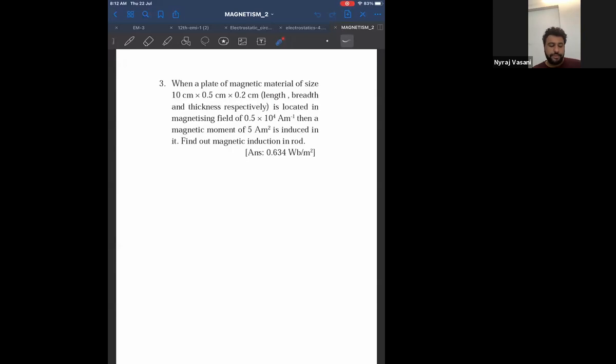The question is, when a plate of magnetic material of size 10 centimeter into 0.0 centimeter into 0.2 centimeter, that is length, breadth, and thickness, that is height. So can I say when length, breadth, and height is given, if I multiply that, I'll get volume? Think about it. Yes, sir. Indirectly, they have given me volume.